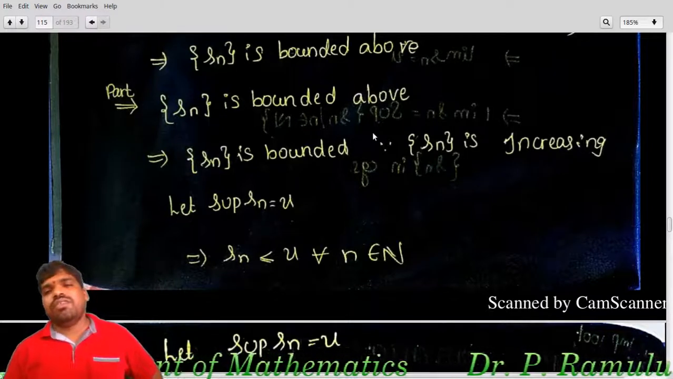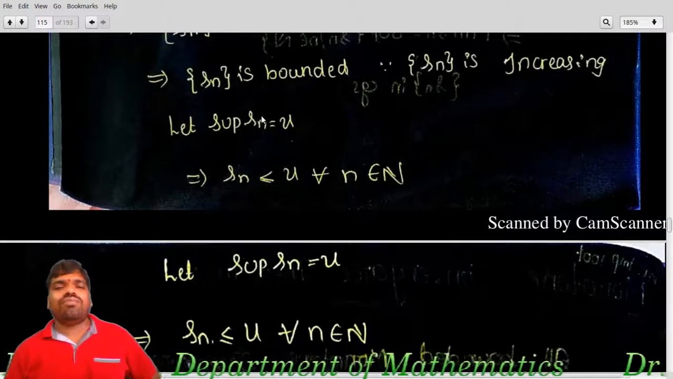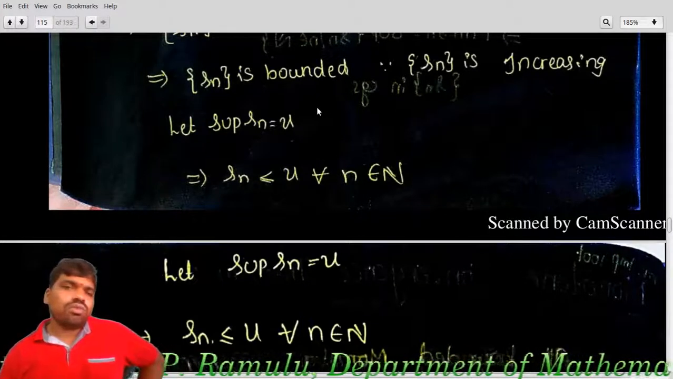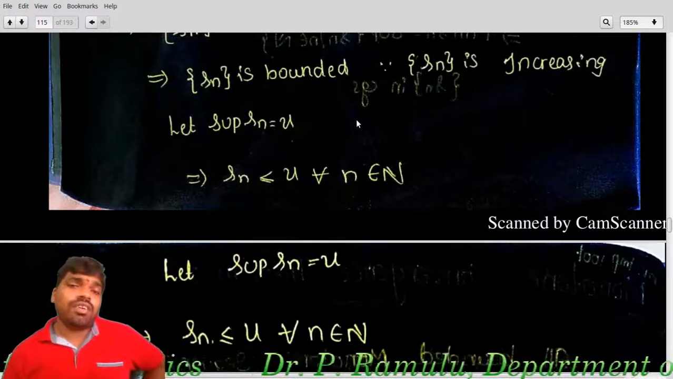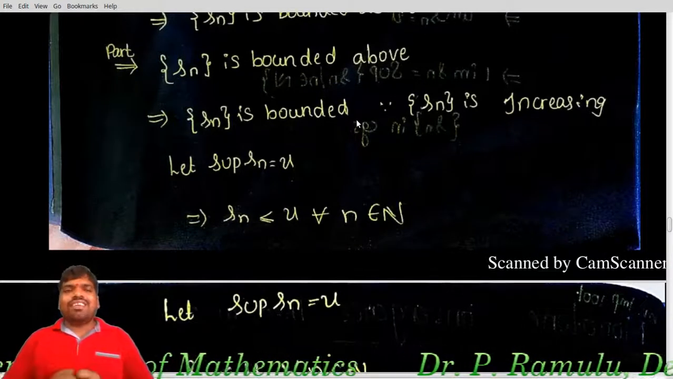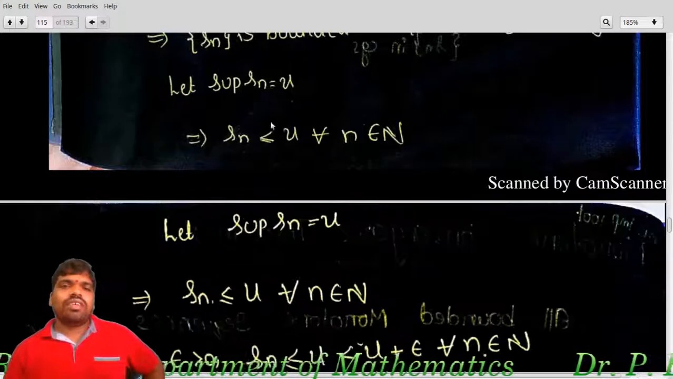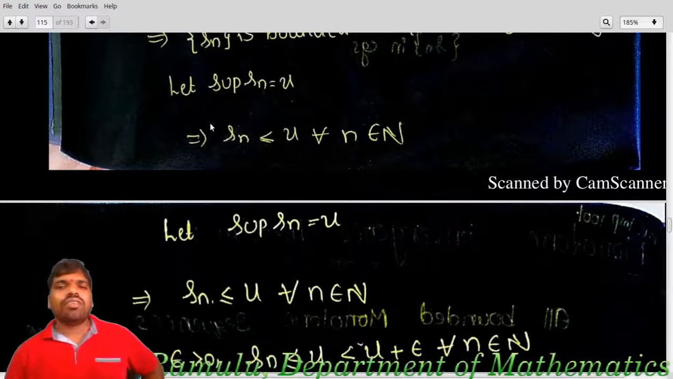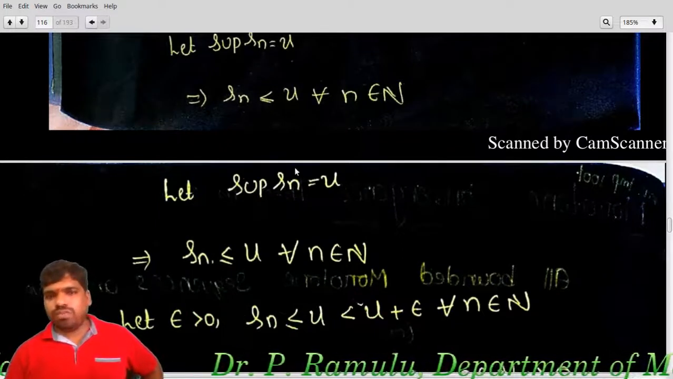Since Sn is an increasing sequence, let sup Sn be equal to U. I am assuming that Sn is bounded. If it is bounded, it has a supremum and infimum. For that, I am considering here that the supremum of Sn is equal to U, which implies Sn is less than or equal to U for all n belonging to N. Let sup Sn be equal to U.